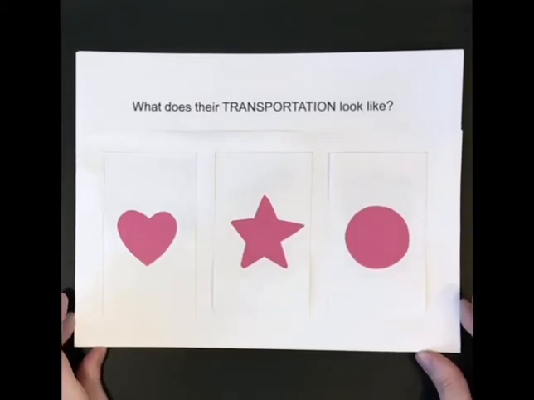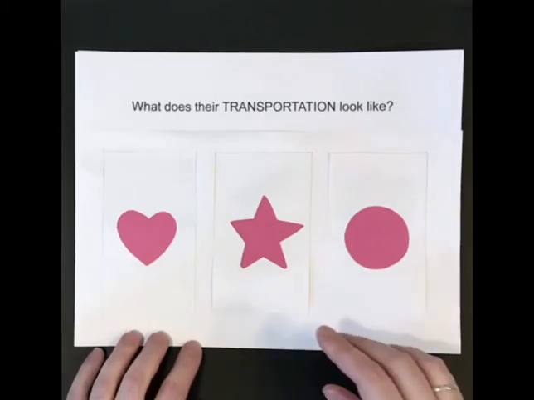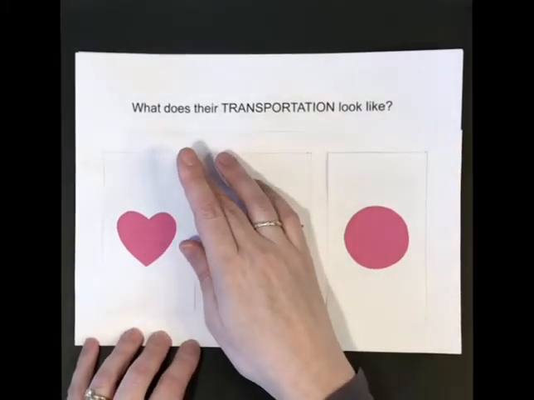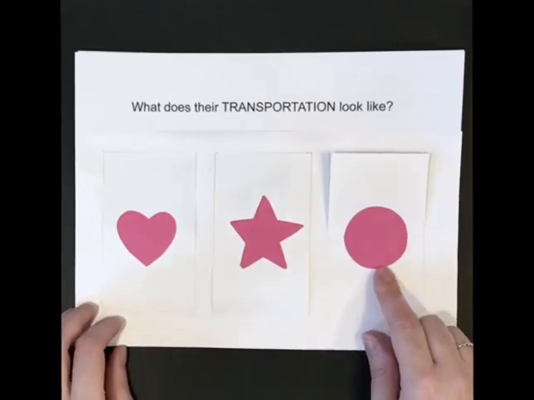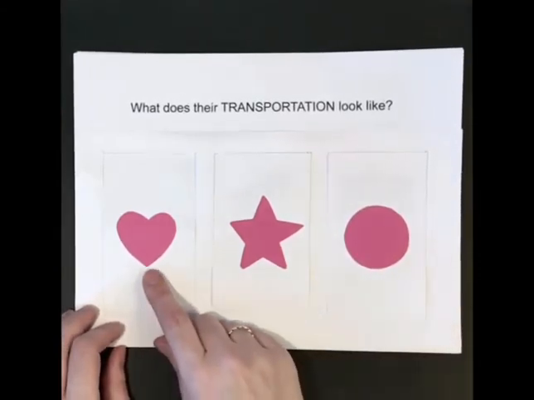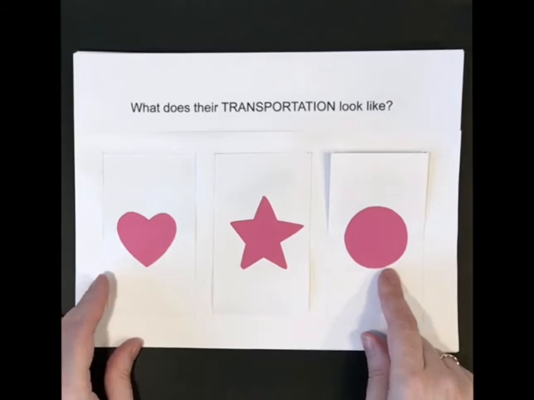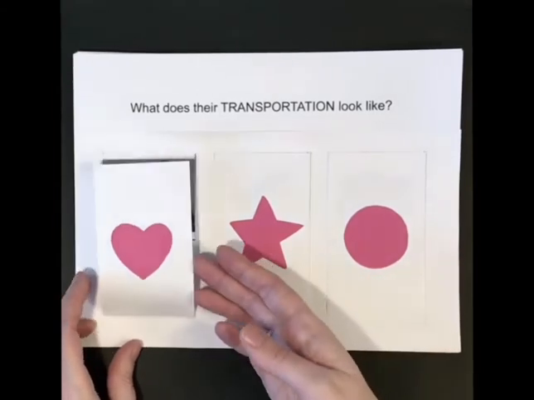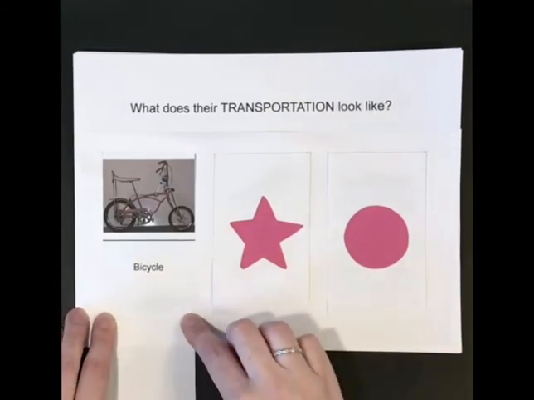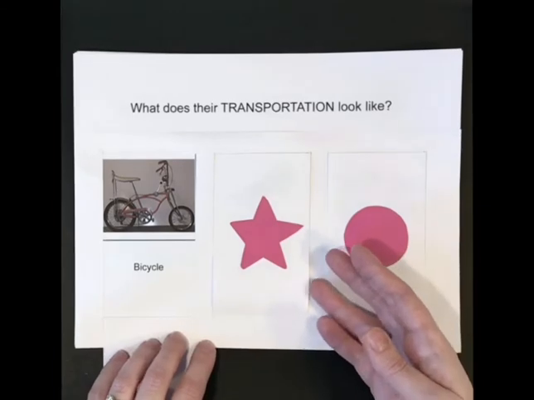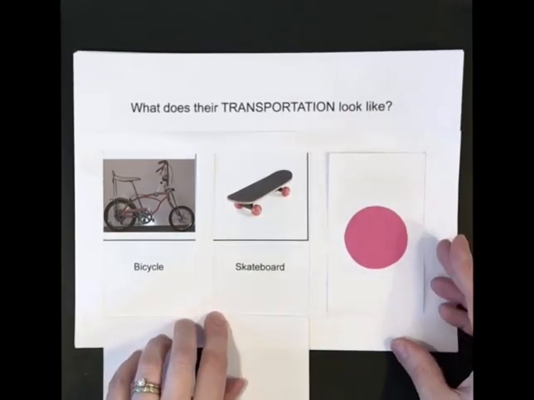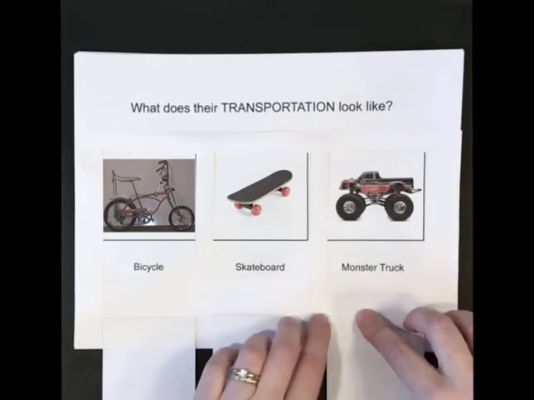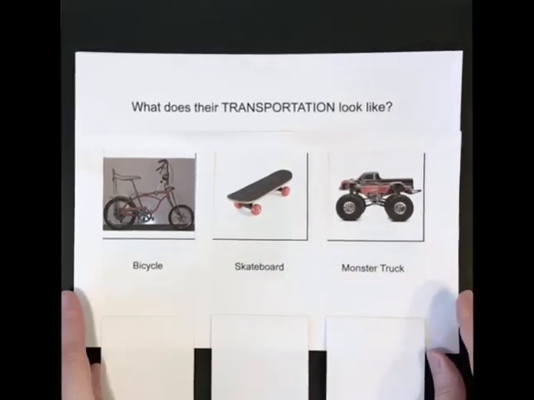Every hero needs transportation to get where they're going. What does your transportation look like for your hero? We have 3 shapes to choose from this time: a heart, a star, and a circle. If you chose the heart, you have a bicycle. If you chose the star, you have a skateboard. And if you chose a circle, you're driving a monster truck. Nice.